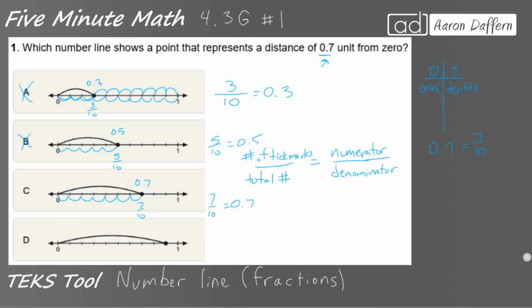Let's double check to make sure D does not work. You can tell it's going to be a little bit too far, right? 1, 2, 3, 4, 5, 6, 7, where it should be 8, 9. That's 9 tenths or 0.9, so that is going to be too far. And so A, B, and D are incorrect. The answer is going to be C because that shows 7 tenths.